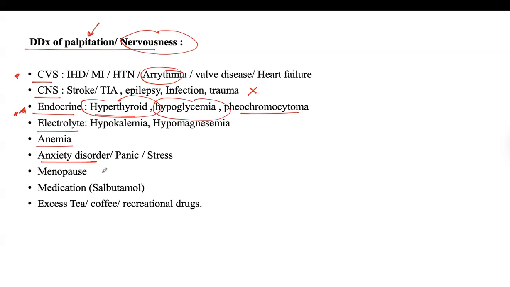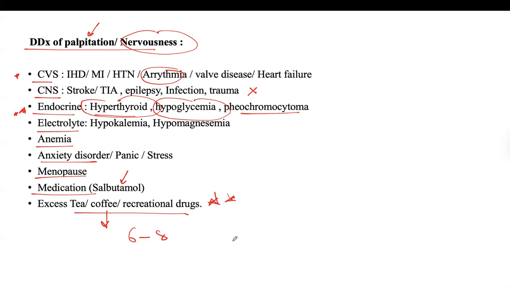If it is a female, usually after 40, then we will also think whether it can be a symptom of menopause. And then some medications can cause palpitation, but most importantly, if a patient is an asthma or emphysema patient, they can take salbutamol, and if they are taking a lot of salbutamol, that can also cause palpitation. Excess tea, coffee, and recreational drugs can be a cause of palpitation as well. There are cases where this might be the only cause you will get. Like there is a case where the patient drinks 6 to 8 cups of coffee every day, and that is the cause of his palpitation. So it can happen.